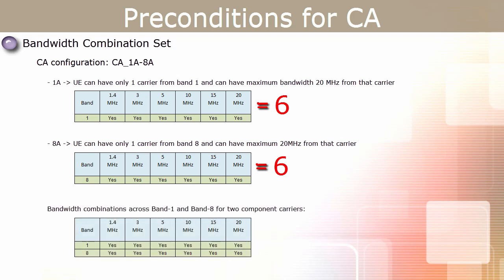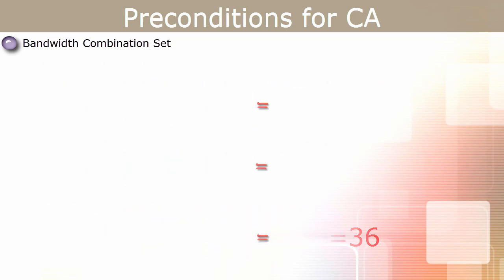Now you can think, there could be a large number of combinations of bandwidth allocation to the UE across these two bands. If we do mathematics, we get 36 possible combinations of bandwidth across these two bands for two component carriers. Therefore, 3GPP has defined all the valid bandwidth combinations for all the possible CA configurations. These tables for allowed bandwidth combinations are quite big.